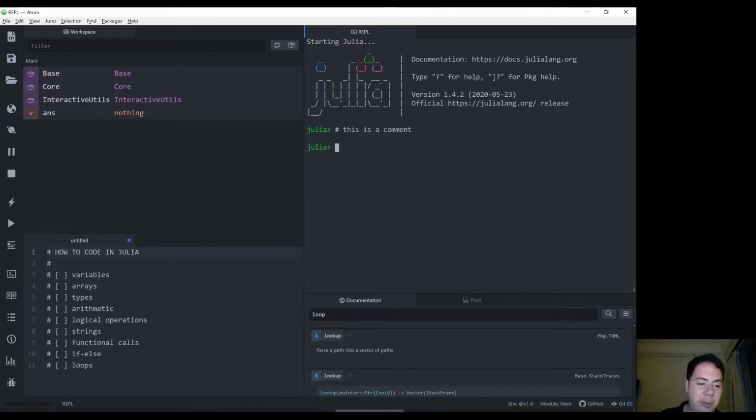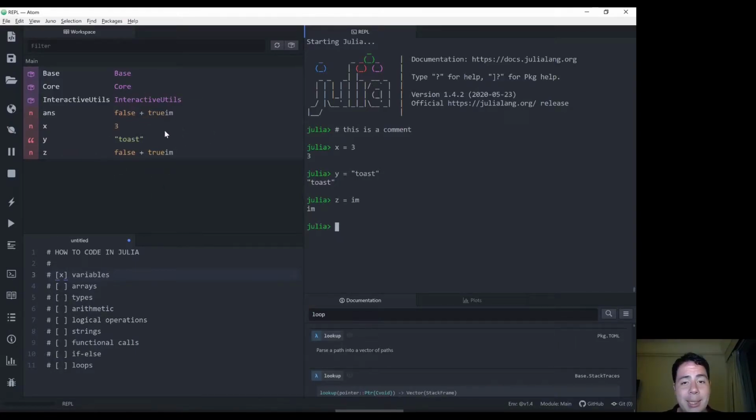Excellent. So the first thing I've got here is variables. To declare a variable in Julia, simply assign it to something. For example, x equals 3, y equals toast, z equals the imaginary constant. There we go. Now interestingly, as part of this REPL, you can see all the workspace information come up on the left-hand side. I'm using Atom and Juno as the Julia IDE.